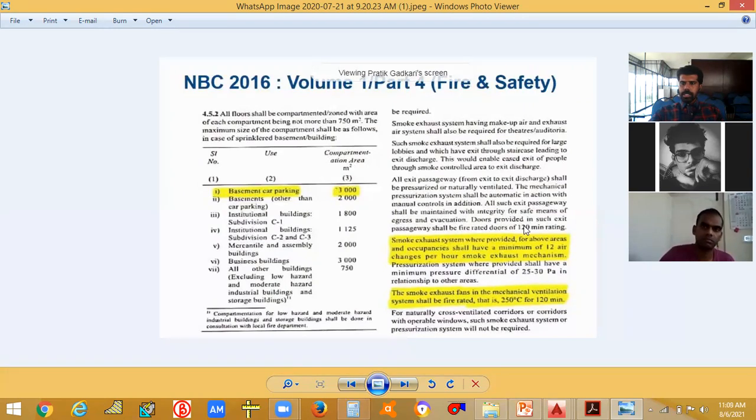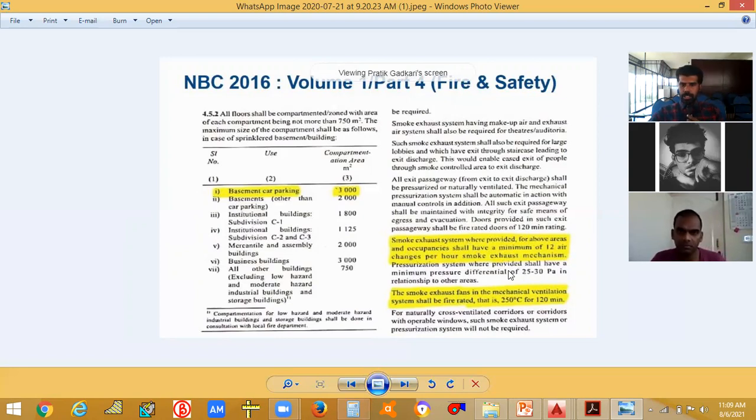Now, a smoke exhaust system is provided for the above areas, and it shall have a minimum of 12 air changes per hour. When there is smoke, because in car parks there will be some smoke, of course. In a fire operation, we have to give a minimum of 12 ACH.